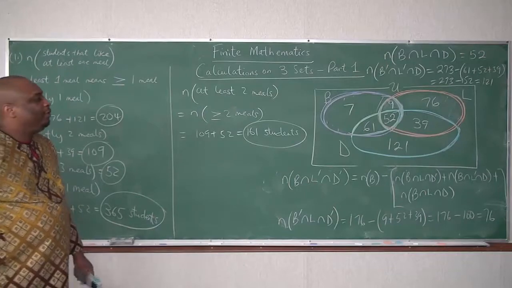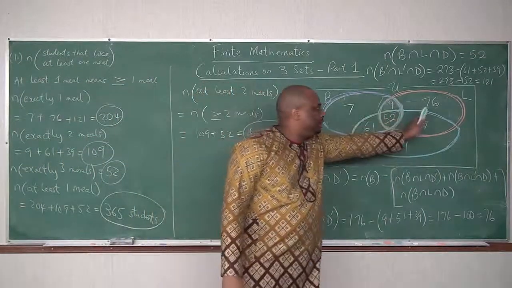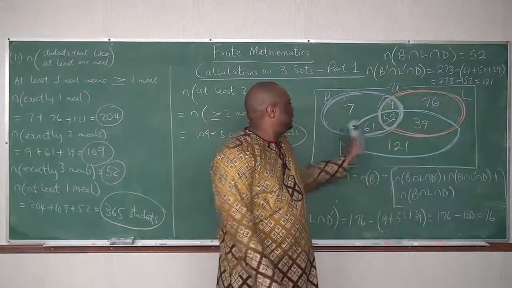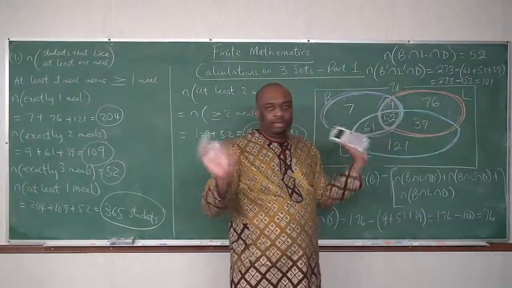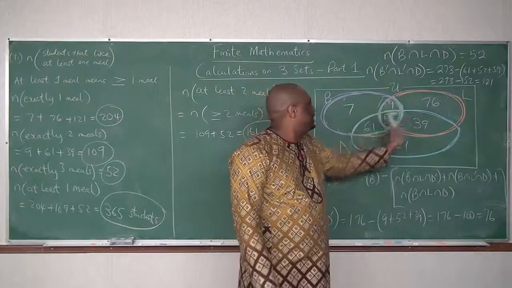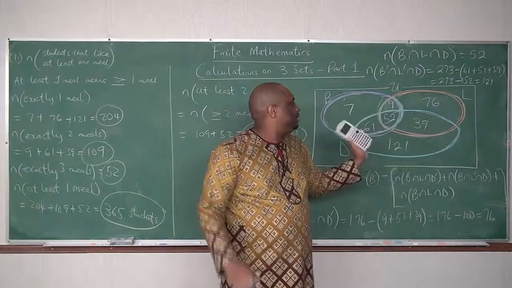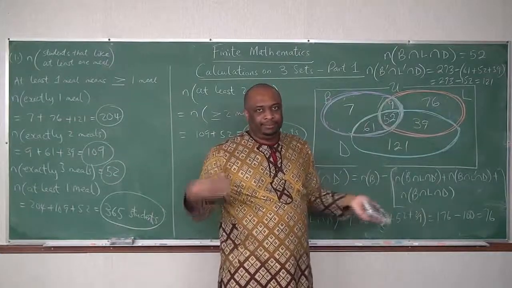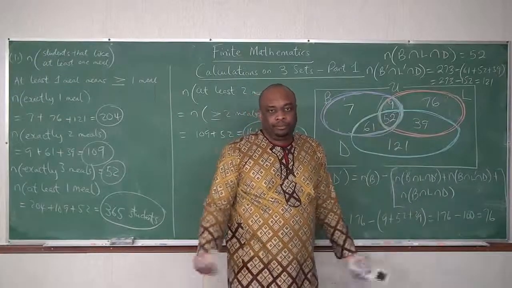Okay? Remember that breakfast only is 7. Lunch only is 76. Dinner only is 121. Breakfast and lunch only is 9. Lunch and dinner only is 39. Breakfast and dinner only is 61. And then all 3 meals is 52. Remember that.